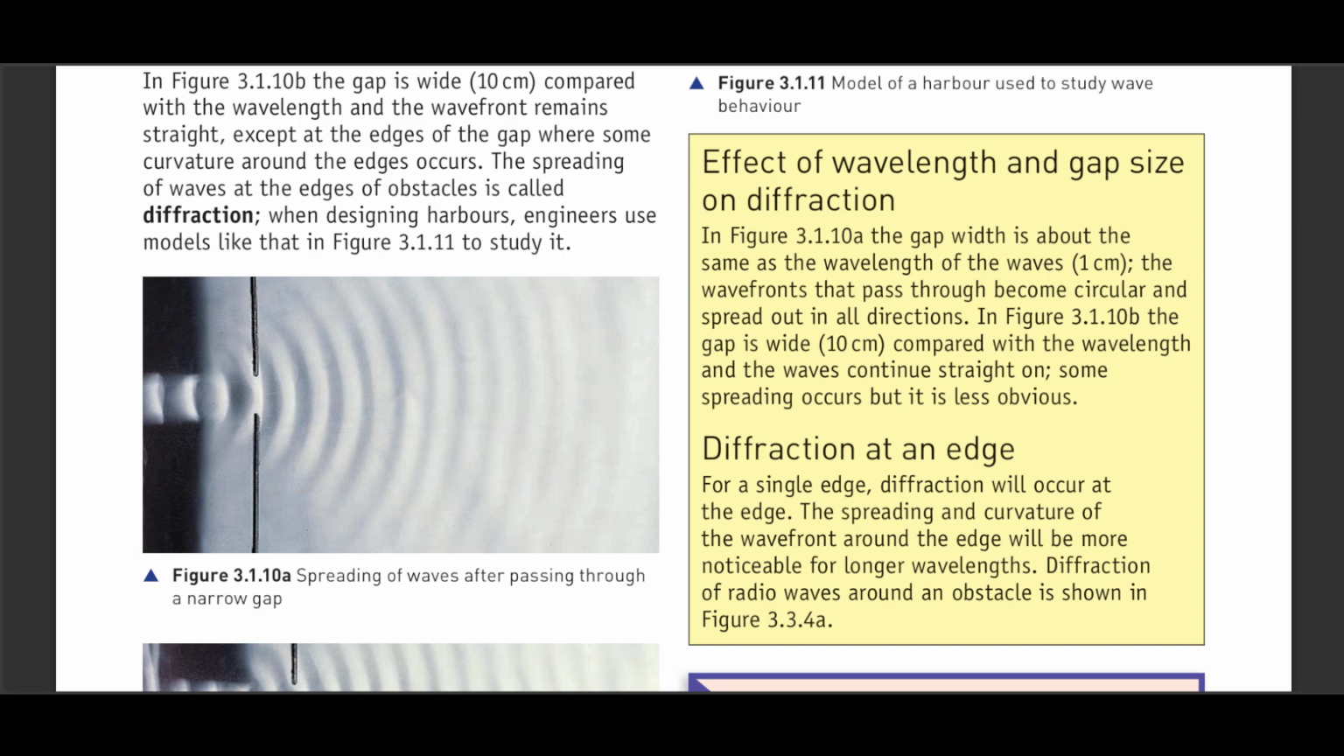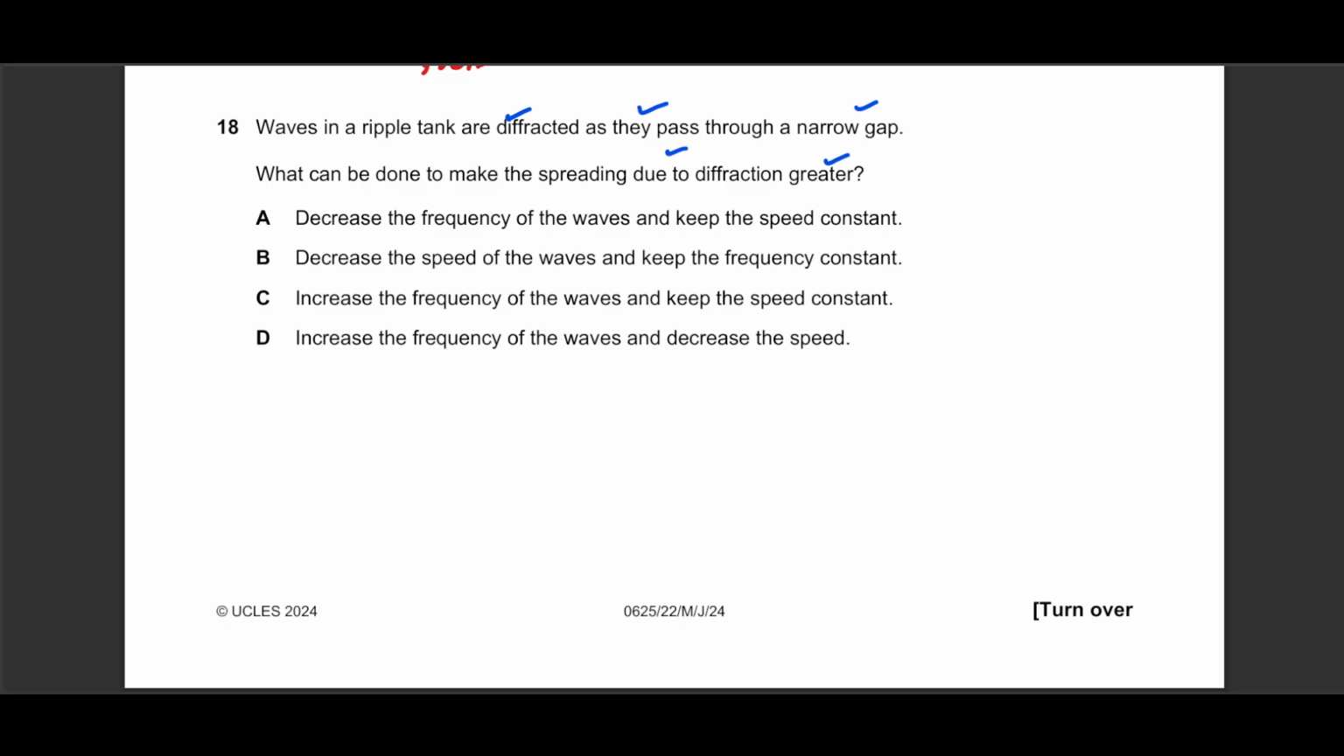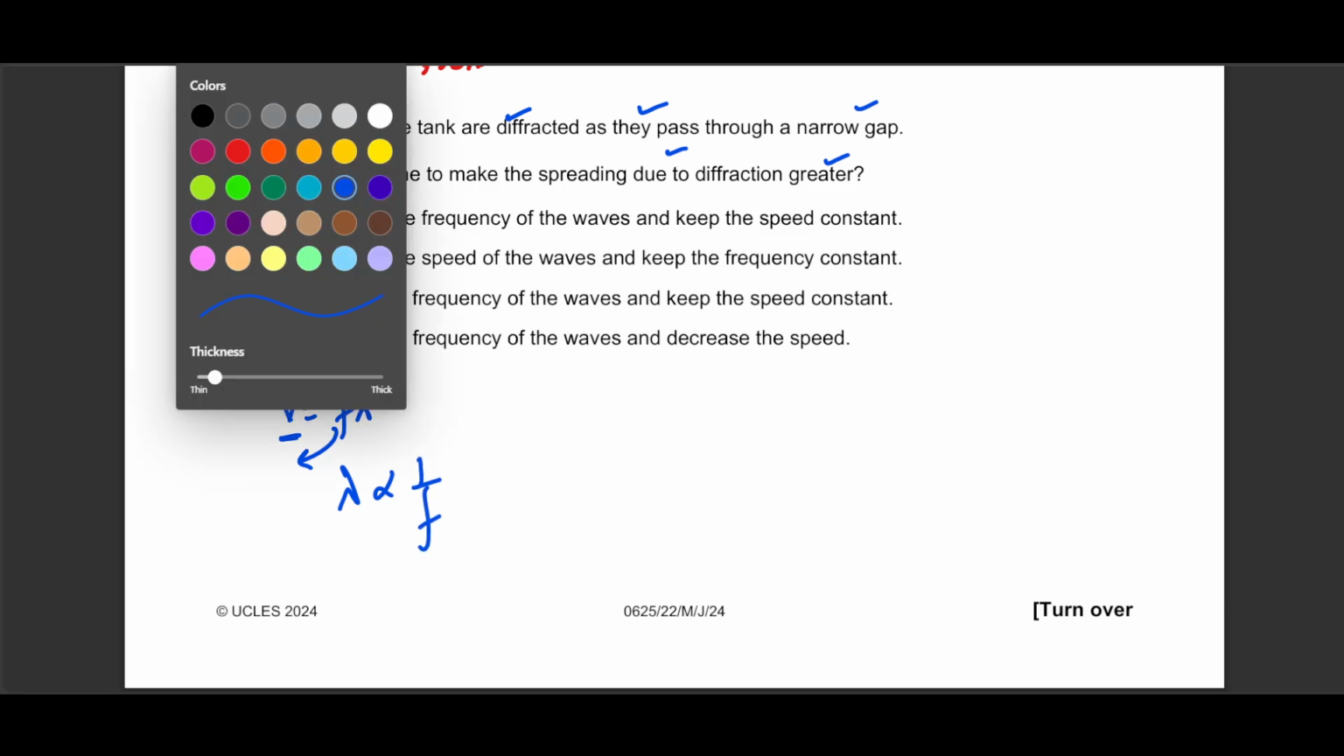One of them is gap size, and the other one is the diffraction at an angle. You have to read this yellow bit only. The conclusion of all of that would be part A, decrease the frequency, while keeping the wave speed constant. Yeah, see, the equation is V equals F lambda. So if speed is constant, then that means you'll have to bring one of the variables to the other side. So lambda is inversely proportional to frequency.